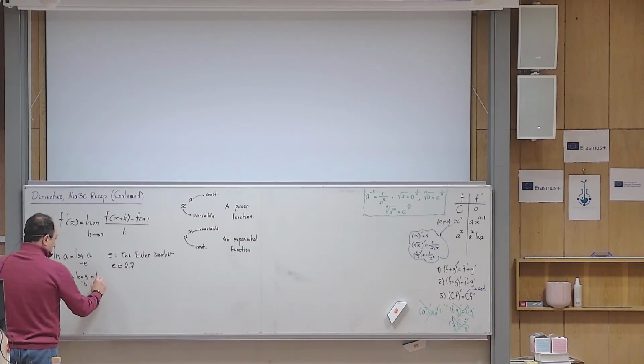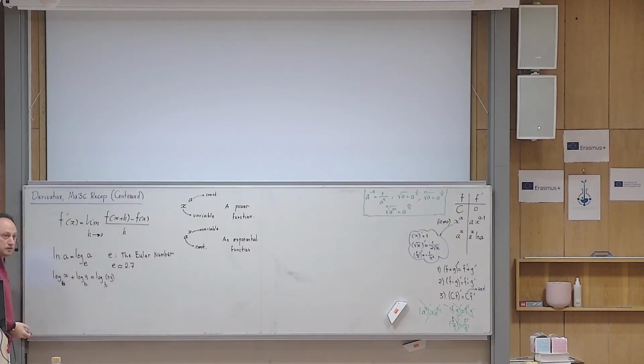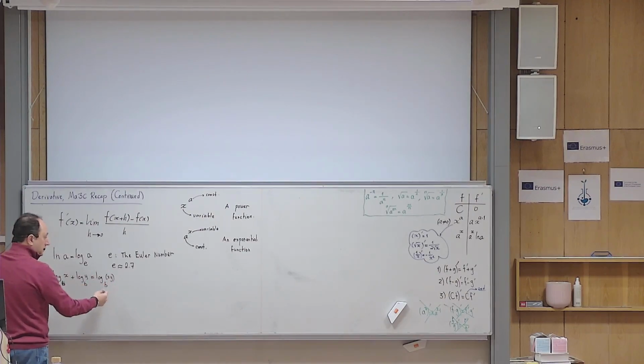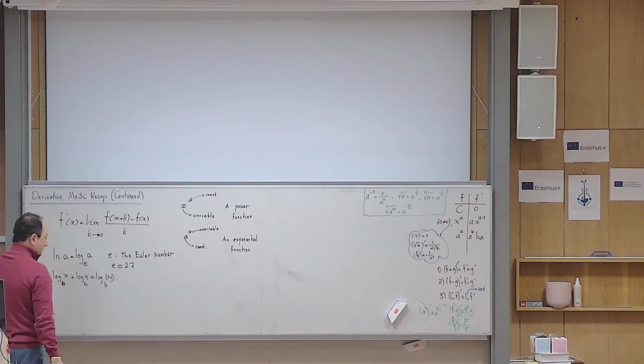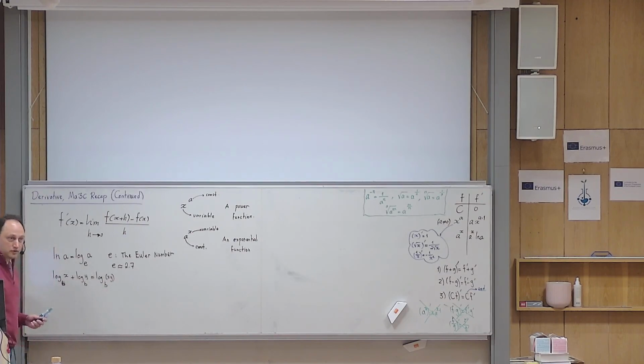I can write log of the product to the same base. So that is one of the fundamental properties of log. If I have a log of a product, it is not log of the first one multiplied by log of the second one. It is the log of the first one plus log of the second. So these are fundamental properties of logarithms.